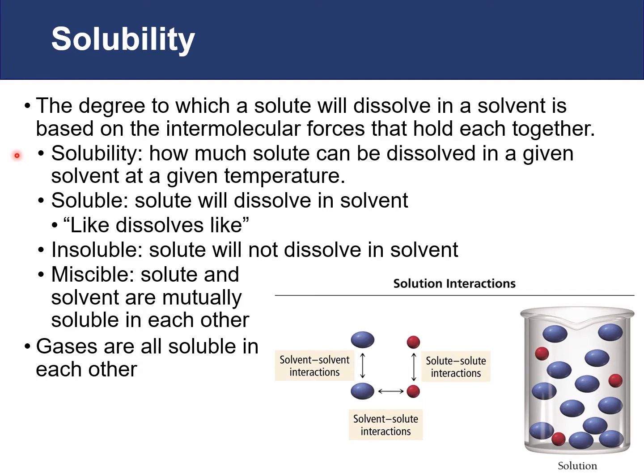Solubility is how much solute can dissolve in a given solvent at a given temperature. If we say something is soluble, that means that the solute will dissolve in the solvent. A common mnemonic device to help you remember whether something will or will not dissolve is "like dissolves like." Those components that have similar intermolecular forces are going to be soluble in each other. Insoluble is when a solute will not dissolve in a solvent. We can say things are miscible, and that is where the solute and solvent are mutually soluble in each other.